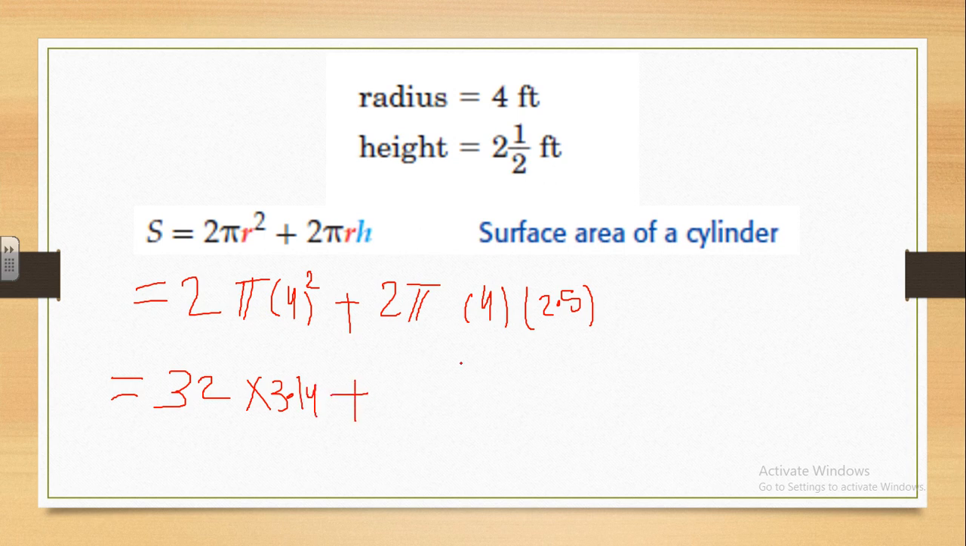Plus, let's see the next one. 4 times 2.5, that will equal, great, 10. 10 times 2 equals 20. So that will be 20 times the pi, like we said before, 3.14. Now let's get the result. 32 times 3.14 equals what, my dears? Super, that will be 100.48.